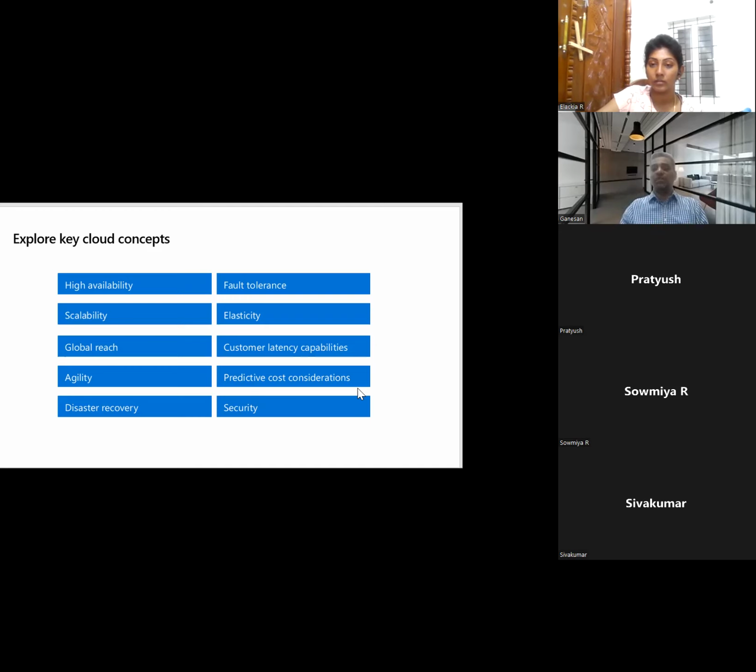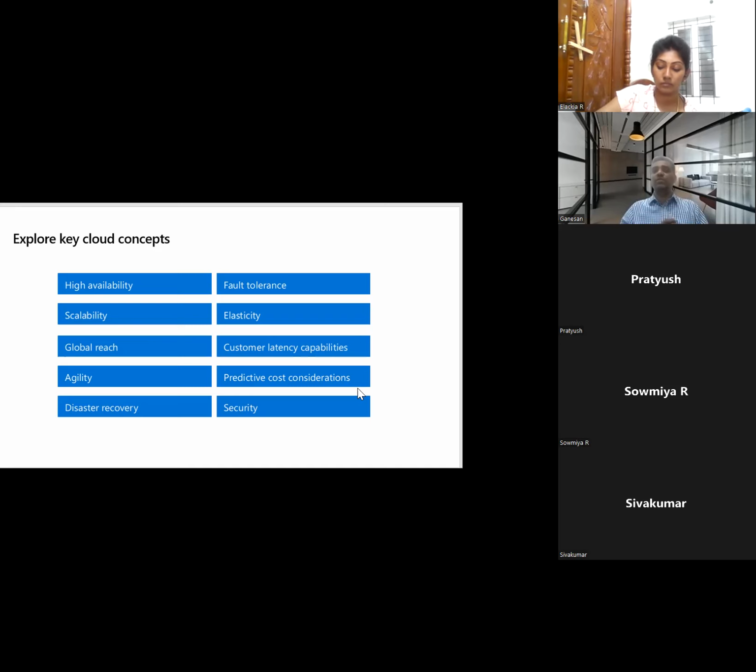Then the seventh one is agility. Agility means the delivery of IT services becomes much faster. That is what they call agility. Okay, it's faster.